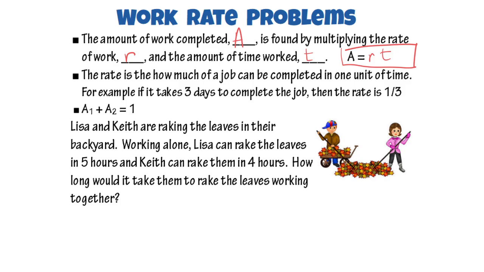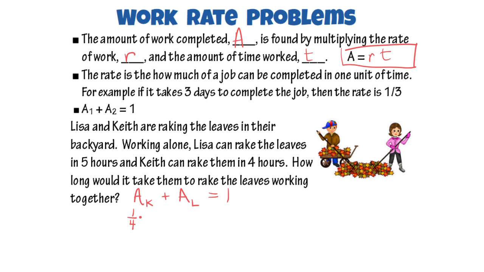Now, how long would it take them to rake the leaves together? We've got a formula for that. It's this right here. So I'm going to set this up, and I'm going to write it like this. The amount of work that Keith does plus the amount of work that Lisa does. Those are just subletters to indicate which A we're dealing with. And together, it should equal 1 completed job. Now to figure out the amount of work that Keith did, I'm going back up to this formula. I'm going to take Keith's rate times his time. Since Keith can rake by himself in 4 hours, his rate is 1/4.